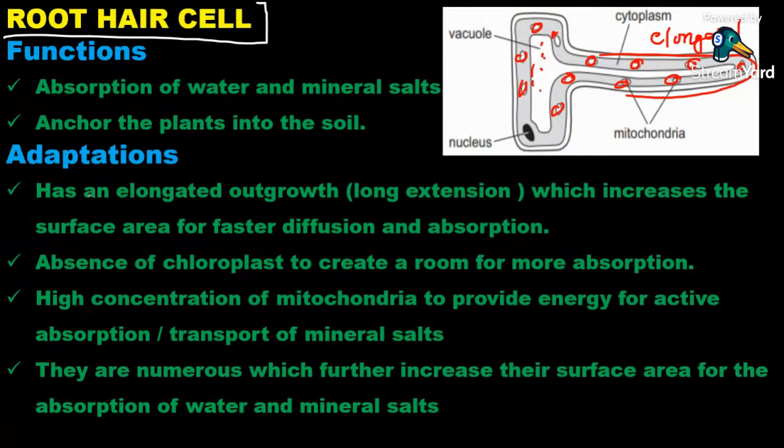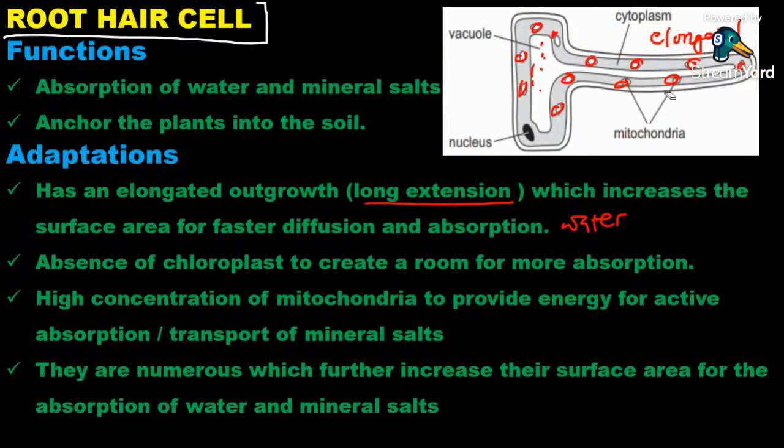Now, it has an elongated outgrowth, which is a long extension, which increases the surface area for faster diffusion and absorption of water. Since its function is the absorption of water and mineral salts, it has a long elongated extension. This enables it to create a large surface area so that more water can be absorbed, and of course mineral salts. Then absence of chloroplast.